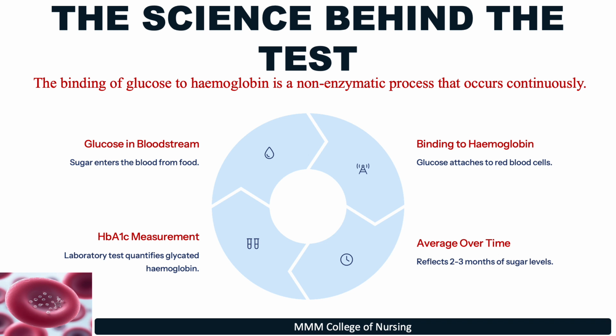So, how does the glucose enter the bloodstream? It comes from the food. And then this glucose attaches to the red blood cells. And when we do a HbA1c measurement, the lab test will quantify the glycated hemoglobin. And this will reflect the 2 to 3 months of sugar levels.